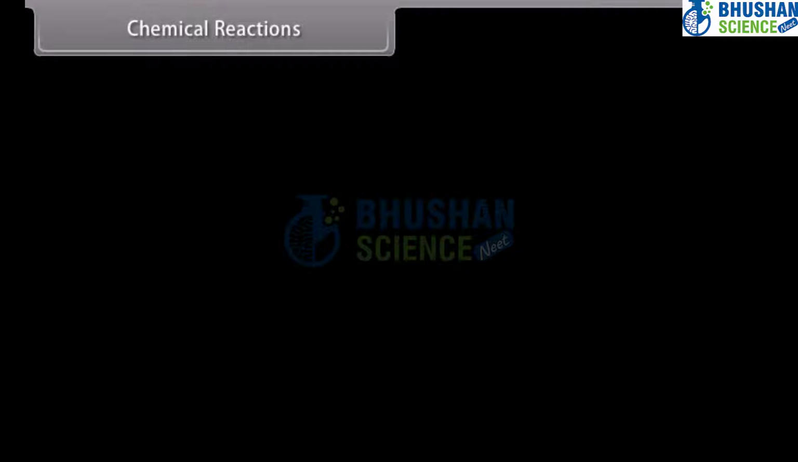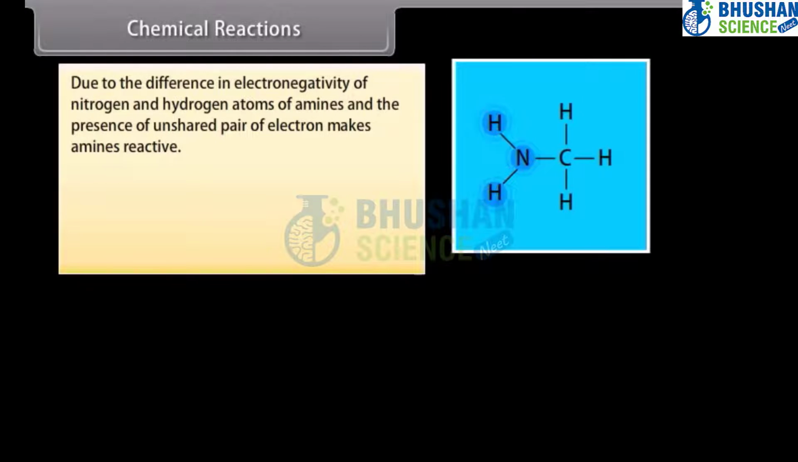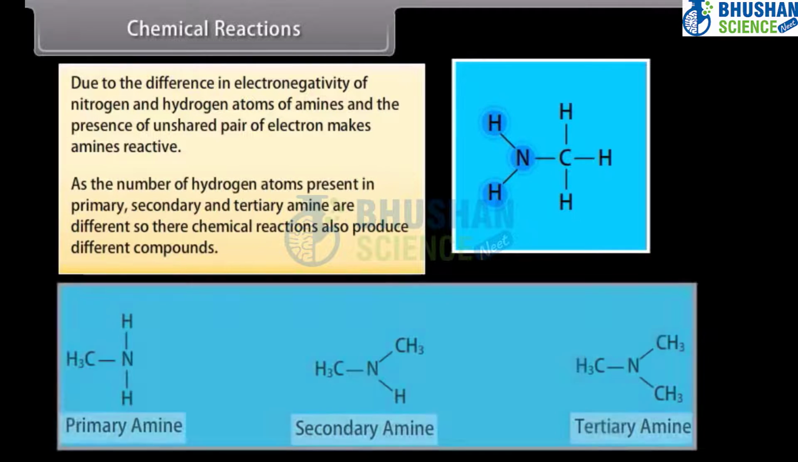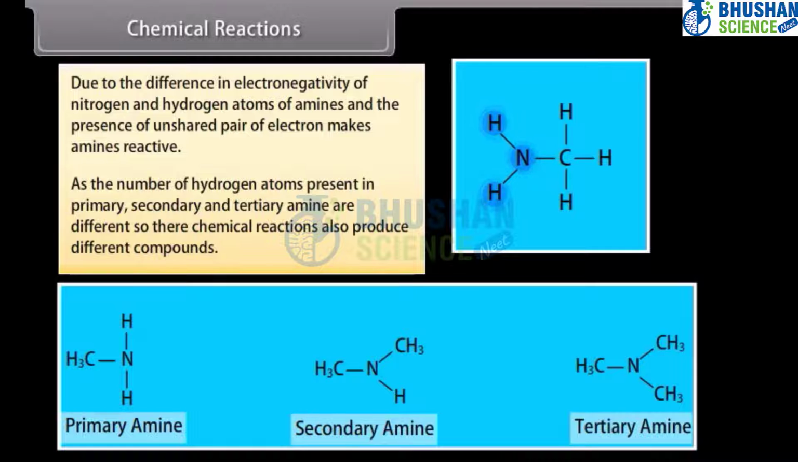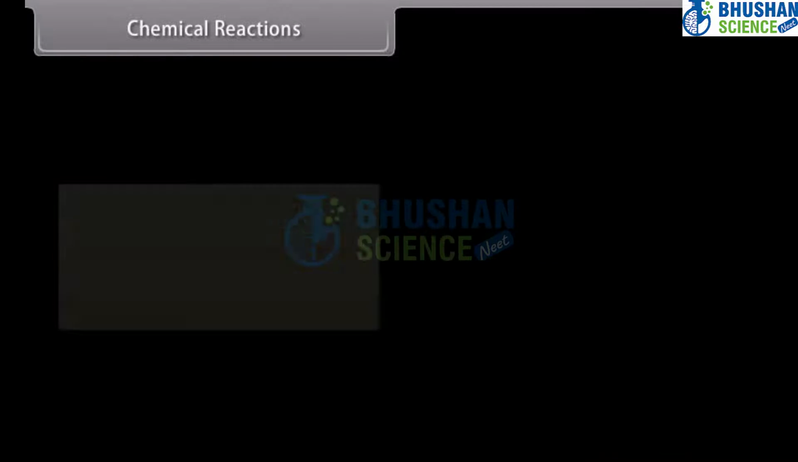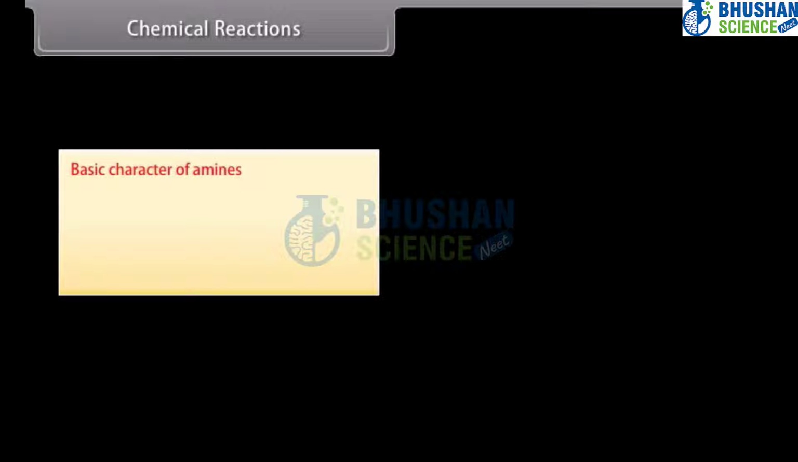Chemical reactions. Due to the difference in electronegativity of nitrogen and hydrogen atoms of amines and the presence of an unshared pair of electrons, amines are reactive. As the number of hydrogen atoms present in primary, secondary and tertiary amines is different, their chemical reactions also produce different compounds. Basic character of amines.